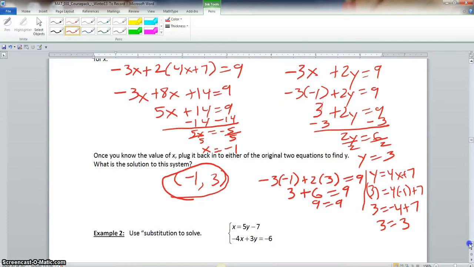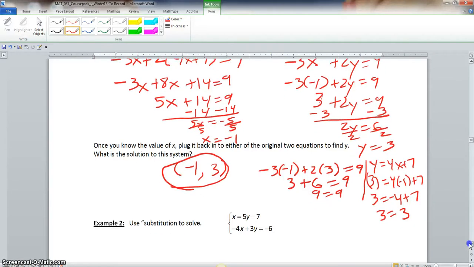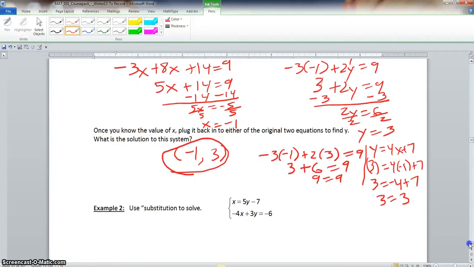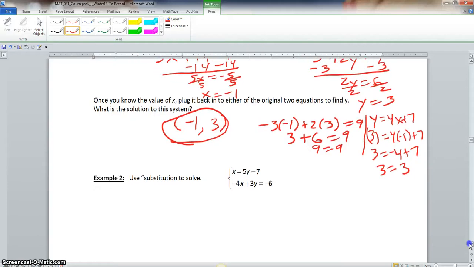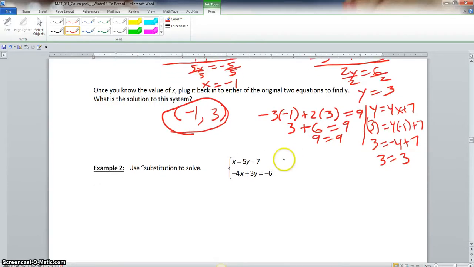It says use substitution to solve. Now instead of what we had with the last problem, this time we have x that we need to substitute. So what we would do is this here. In this first equation, we have x equals 5y minus 7. So we'll put 5y minus 7 in place of this x. So it'll be negative 4 times 5y minus 7 plus 3y equals negative 6.